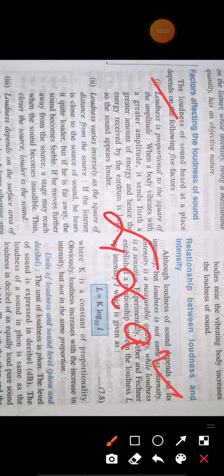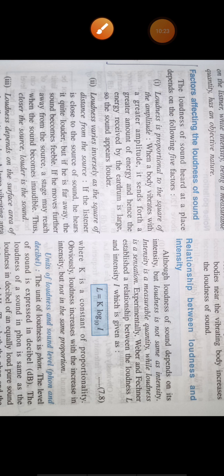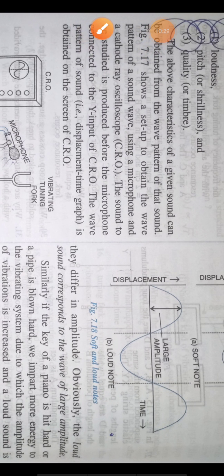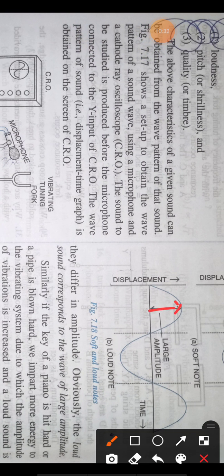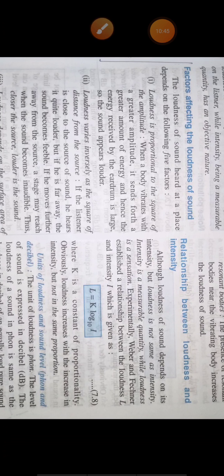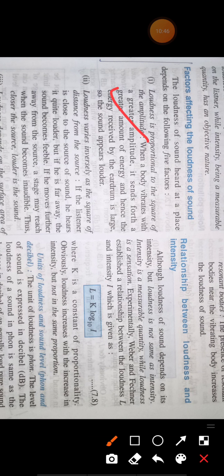So in the previous case, what we see is that if we increase the amplitude, then the loudness will also increase. Or in other words, you can say that a loud sound has a large amplitude. So that means if you increase the amplitude, loudness will increase.